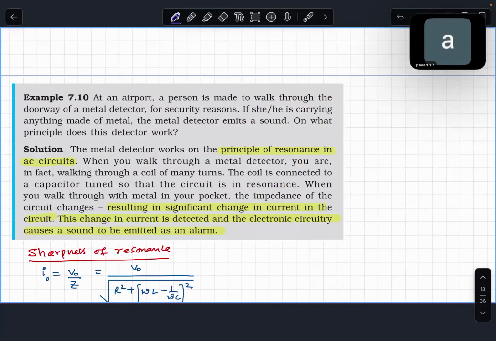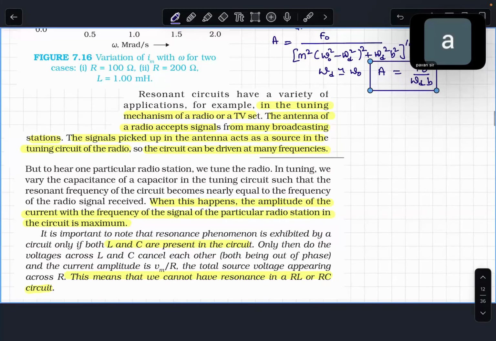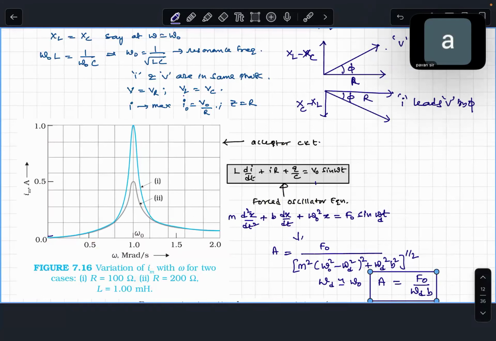Next. Fine. Right. Yes. I by L minus I by C.